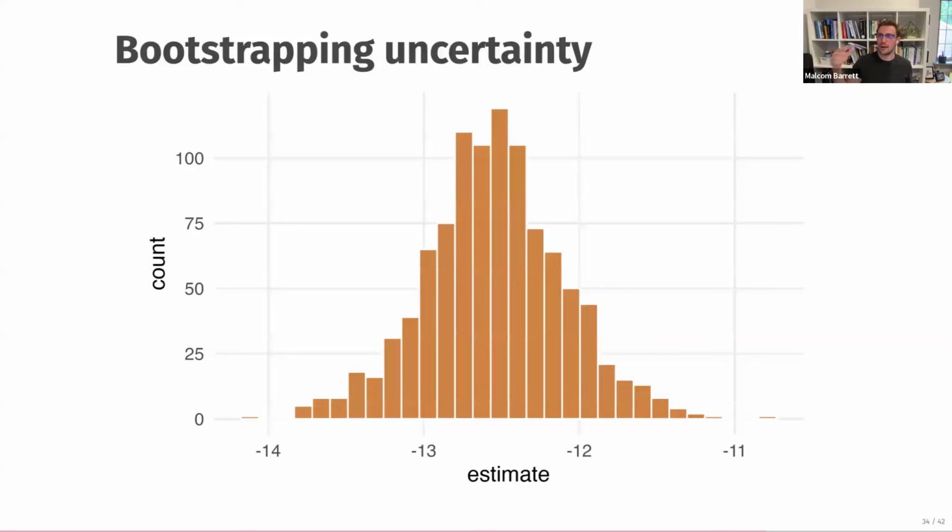And if we go through and pull out all of those estimates, we then end up with a distribution of estimates that more accurately represents the uncertainty here. So you should more or less be getting the same results.